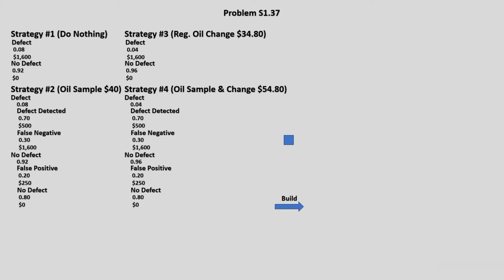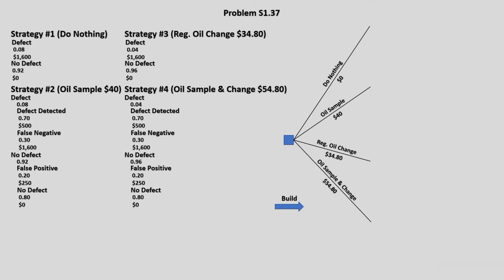We start off with our square as our decision, and then we enter all of our strategies. Our first strategy is the do nothing strategy, and the do nothing strategy has a $0 upfront cost. Strategy 2, the oil samples. There is a $40 upfront cost for each sample for strategy 2. Strategy 3, regular oil changes. There is an upfront cost of $34.80 for each regular oil change. Strategy 4, we're going to do samples and oil changes. There is a $54.80 cost for doing oil changes and samples.